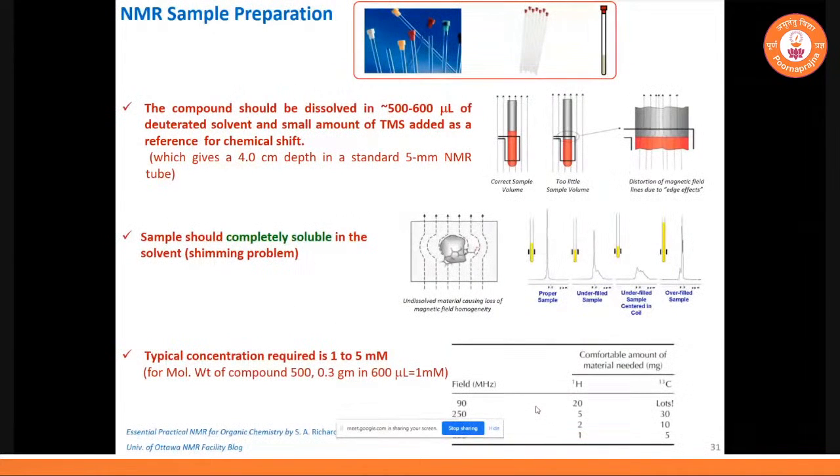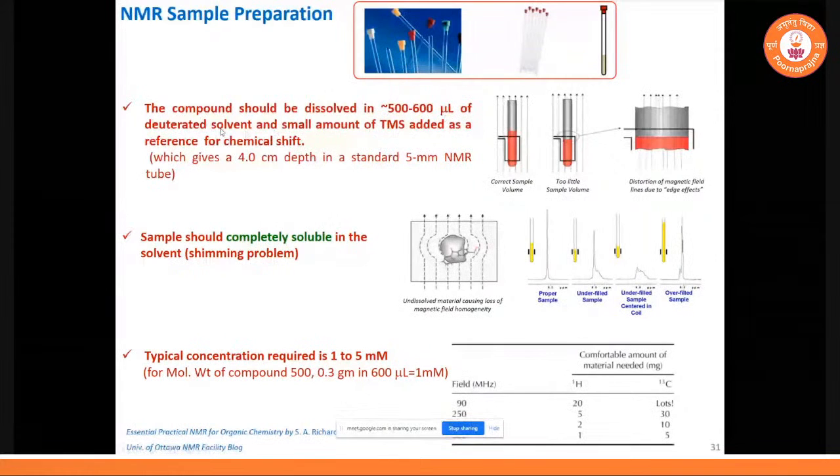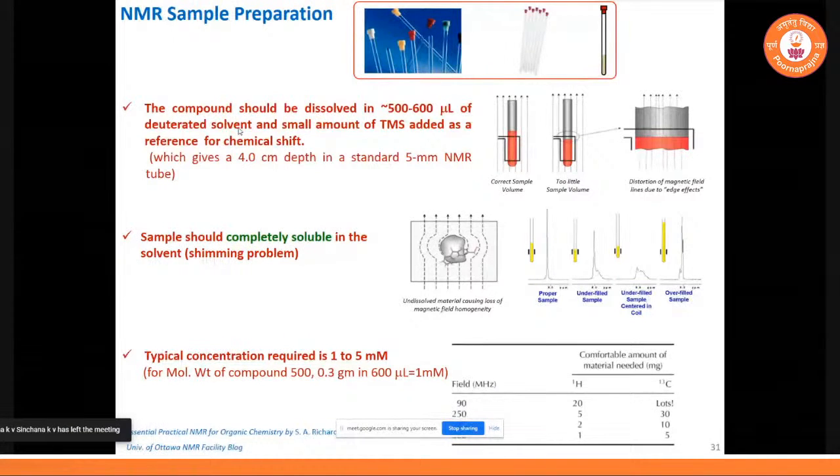Now this is an important concept, sample preparation. How much sample do you have to take in NMR? In solution NMR, we usually take the sample in a sample tube. There are special NMR tubes. Here the compound should dissolve in almost 500 or 600 microliters of deuterated solvent. Usually in NMR we use CDCl3, deuterated chloroform, or deuterated water, D2O, or DMSO, or acetone-D6. There are many solvents. Your compound should dissolve properly, and finally, it should give a crystal clear solution.